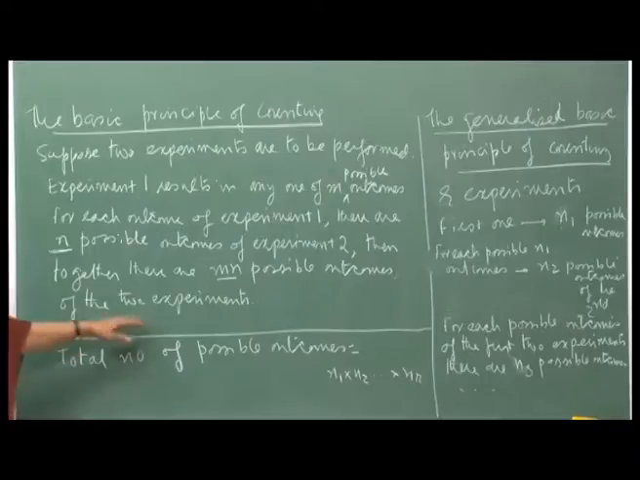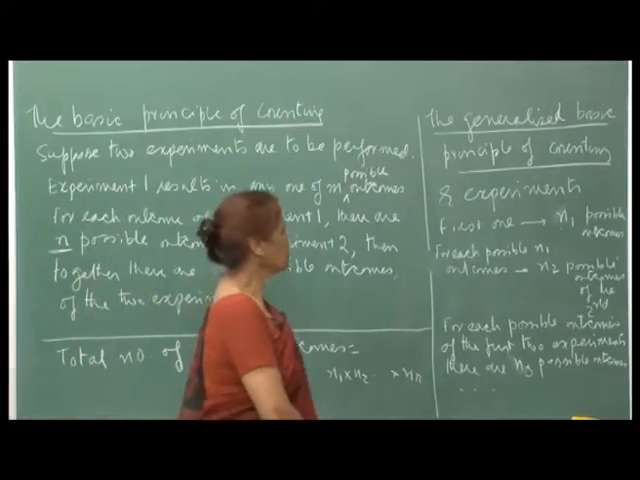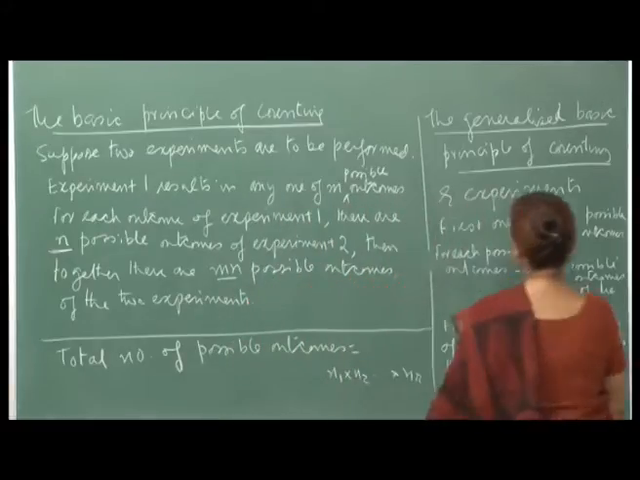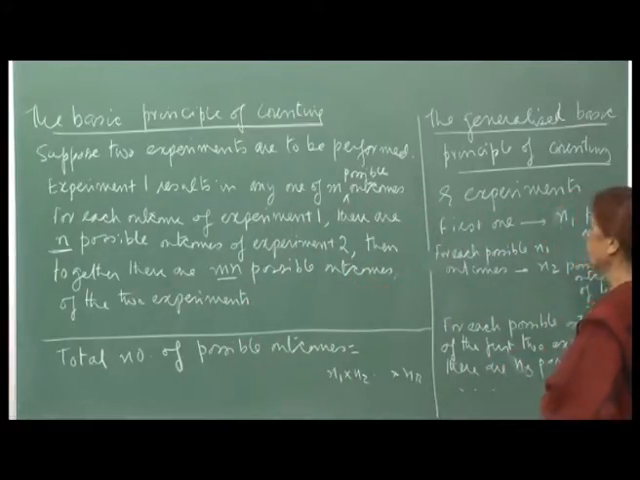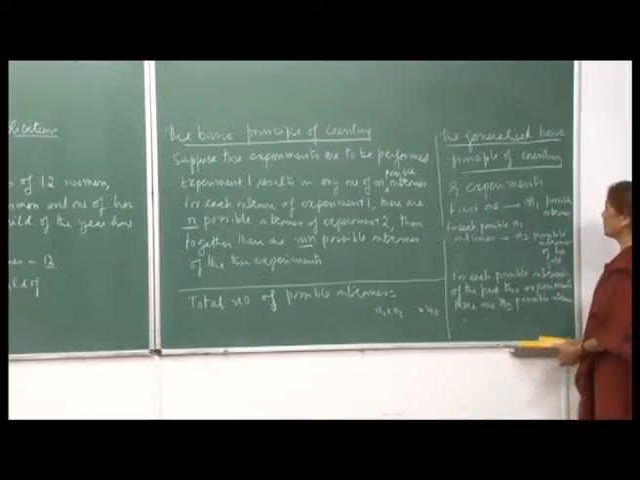Now, if you want to generalize this concept of counting, this will be the generalized basic principle of counting. Here we will now say that suppose I have r experiments, which could be 1, 2, 3, whatever the number, and then again we will start by saying the first experiment results in n1 possible outcomes.